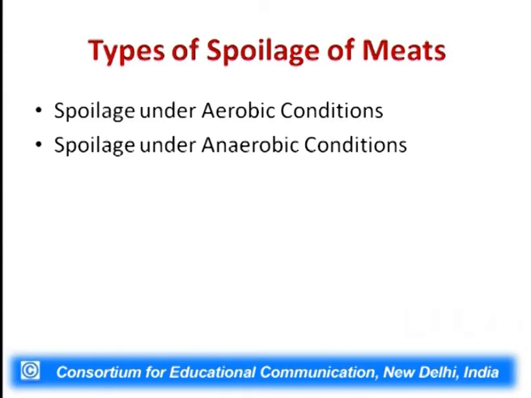Now coming to the types of spoilage. Spoilage of meat can be divided into two broad categories, that is spoilage under aerobic conditions and spoilage under anaerobic conditions. Spoilage of meats can also be divided on the basis of type of microorganism causing the spoilage, for example, spoilage caused by bacteria or spoilage caused by yeasts or molds.